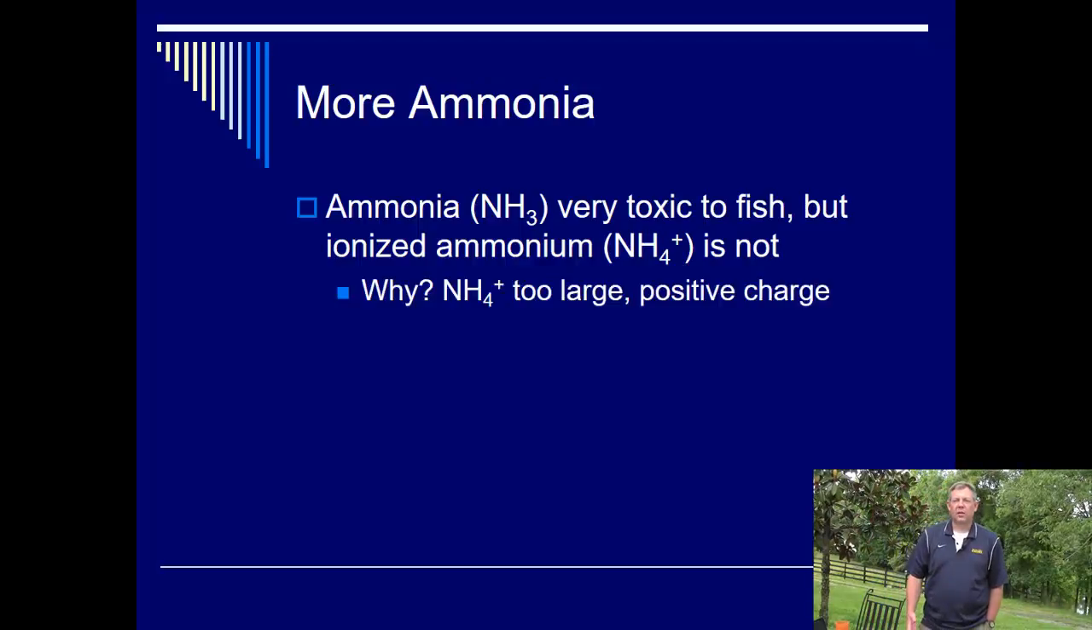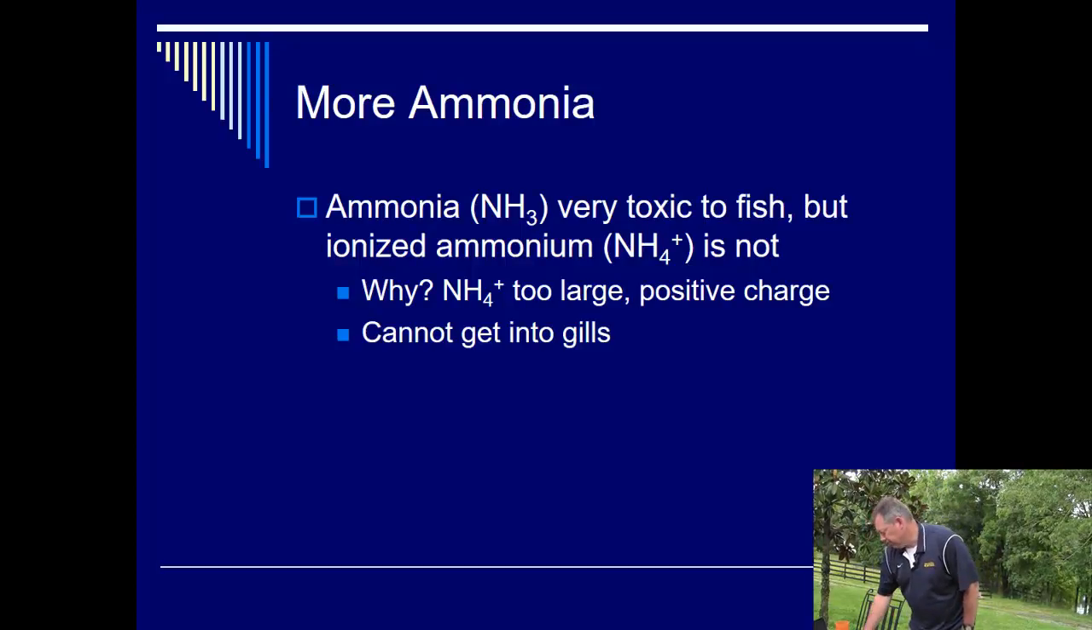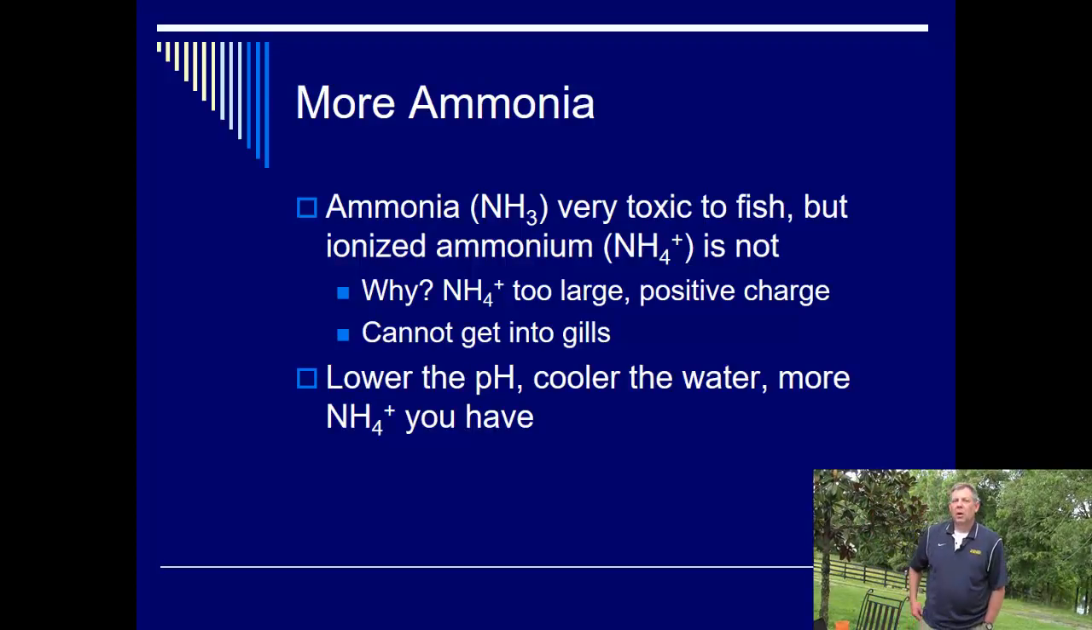Well, how come? It's just got that extra hydrogen on it. Well, that makes all the difference in the world. That makes the molecule a little bit larger, so it doesn't cross in through the gills as easily, and it's got that positive charge, which also means it does not cross the gills and get into the bloodstream. So you can have high ammonia levels, but if it's in the form of ammonium, the fish can still be fine. And the relative amount of ammonia and ammonium is driven by the pH of the water and the temperature.